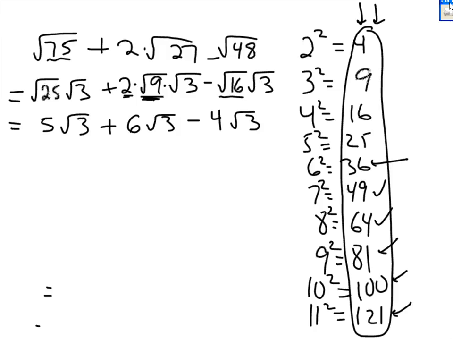So it looks like I'm adding and subtracting square roots of 3's. How many do I have? Well, I have 5. I'm adding 6. That gives me 11. And I'm taking away 4. 11 minus 4, I'm pretty sure is 7. The answer is 7 square roots of 3.